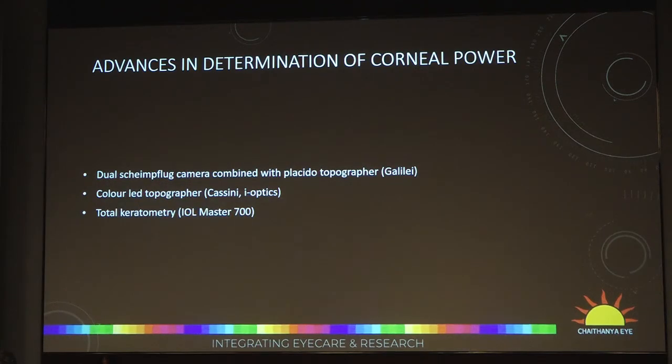There have been several advances in determining the corneal power, and there are various devices. This is not an exhaustive list. There are n number of devices which can measure the posterior corneal power and determine total corneal power. Some of them are the Galilei, the dual Scheimpflug camera, the Cassini, a color LED topographer, and the total keratometry from the IOL Master 700. These are the main ones on which studies have been conducted, and they have been shown to be reasonably reliable in predicting the total corneal power.